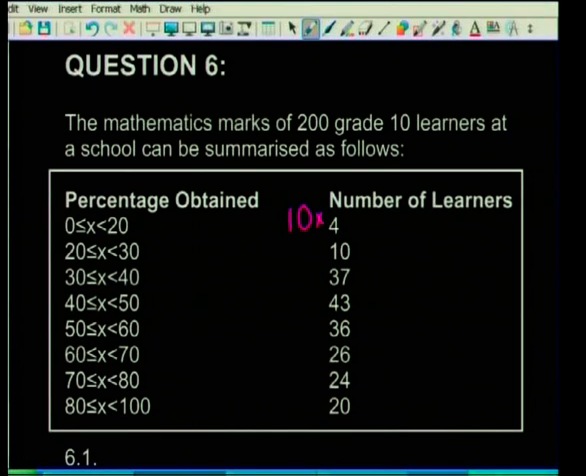Then the next class midpoint between 20 and 30 is, of course, 25, 35, you see a pattern, 45, 55, 65, 75, and my last class midpoint is 90, so we must just be very careful there.